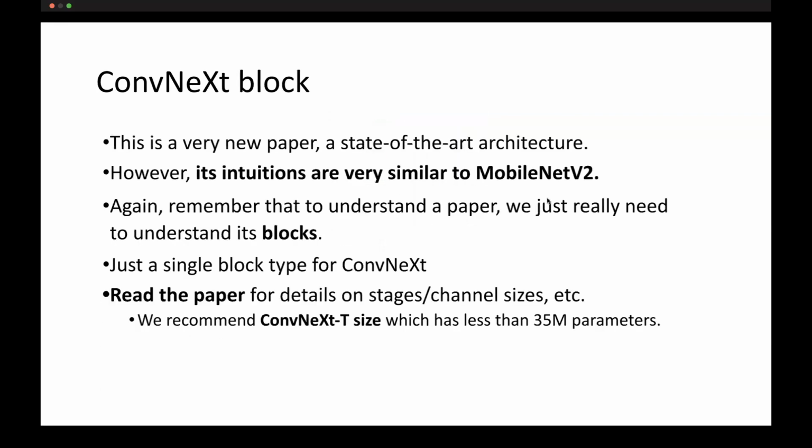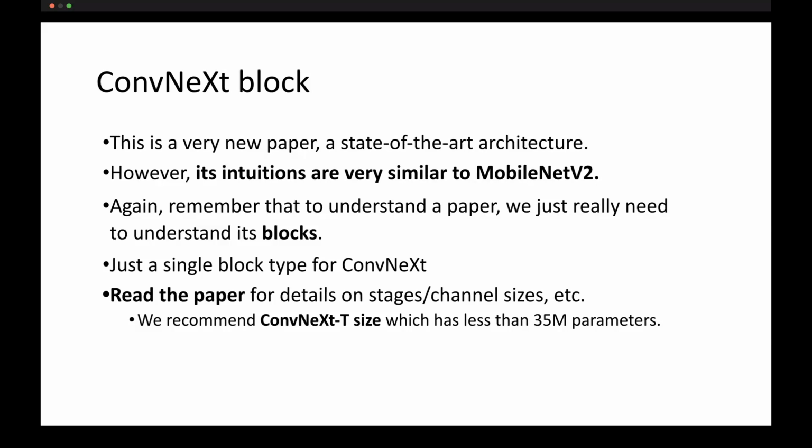Okay, next slide. Maybe it's not a very new paper because it was, I think, 2020, but it's still a good paper that you should read. I would recommend implementing the ResNet block first and then reading ConvNeXt. That way the ConvNeXt paper will make much more sense to you. ConvNeXt-Tiny has less than 35 million parameters, but the parameter limit for this homework is 20 million. So you will not be able to use that either.